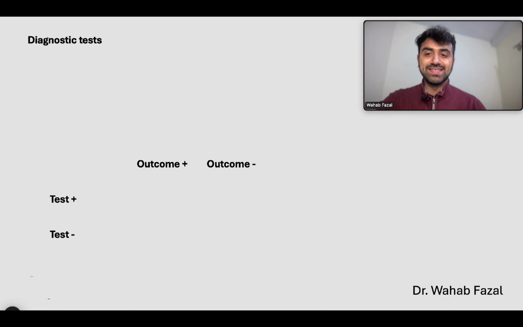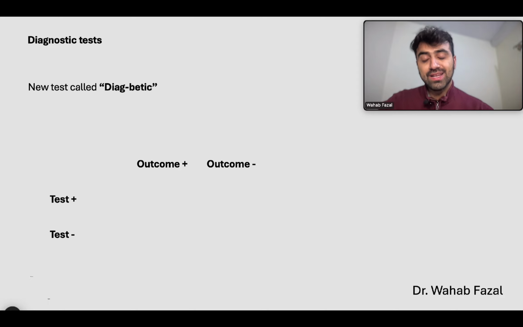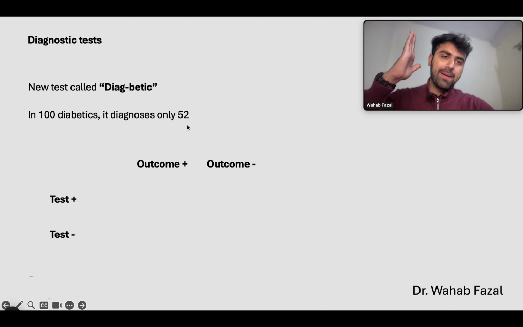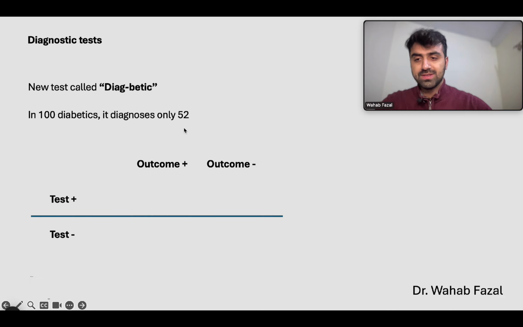First of all, let's start with sensitivity. What is sensitivity? Let's take an example of a new test called diabetic. I have come up with a new test that is called diabetic. This test diagnoses only 52 people among 100 diabetics. So it comes up positive only for 52 people in 100 diagnosed diabetics. These are people who are diagnosed with diabetes. It came up positive only 52 times.